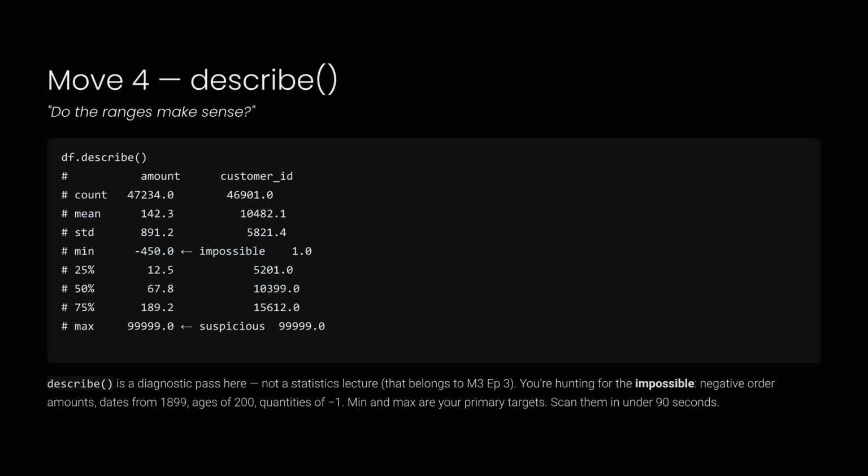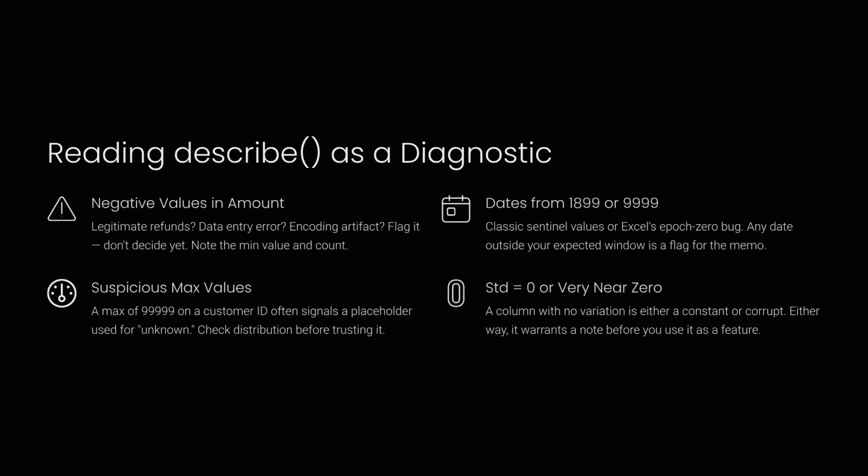Finally, Move 4 uses describe to check range sanity. Your goal here isn't a deep statistical analysis, but rather hunting for impossible values, like negative order amounts or unrealistic dates. We are looking for red flags like negative amounts or dates in the wrong century. Don't decide how to fix them yet, just flag them, note the minimum value, and keep the count in mind.